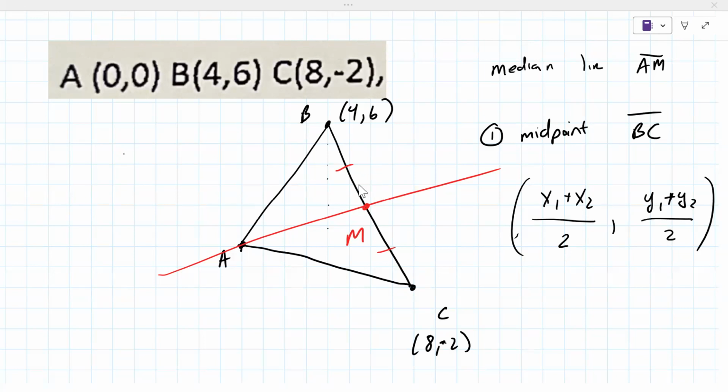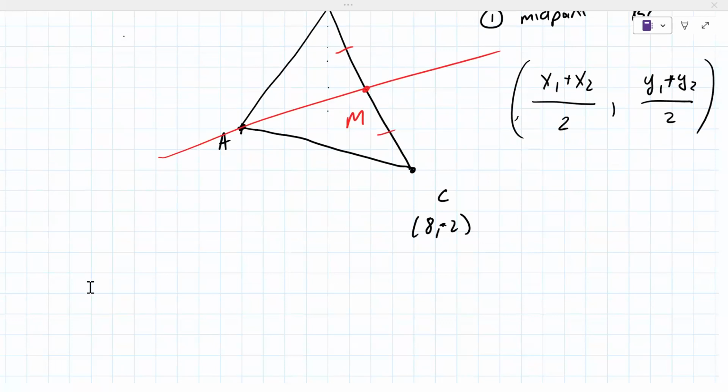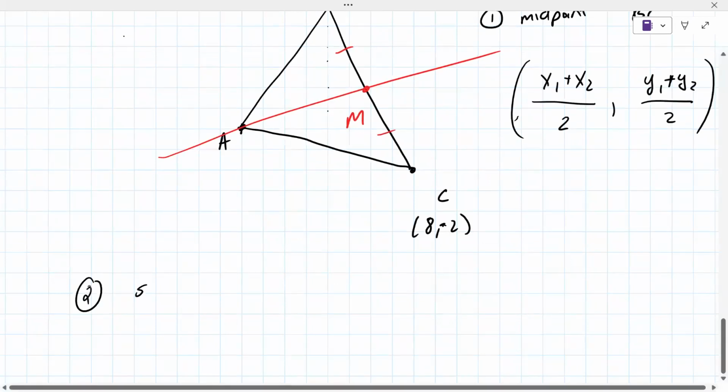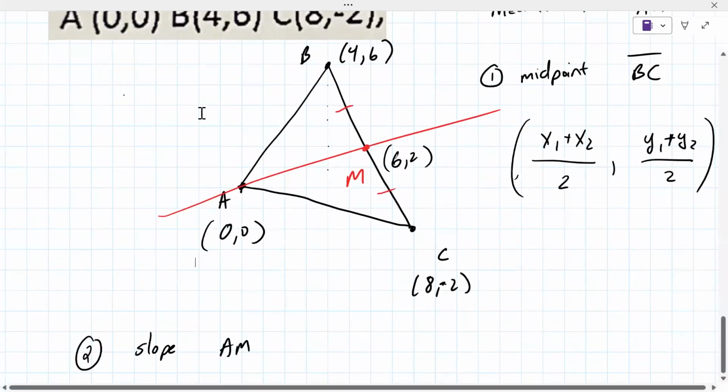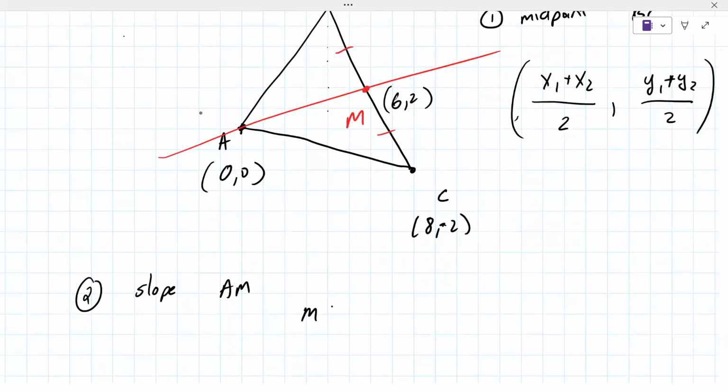All right. So now the second thing we have to do here is find the slope of AM. So you have choices here. Because you have the graph, you can count, or you can use the slope formula. Do you remember the slope formula? Don't worry, I'm putting it down here on the paper.